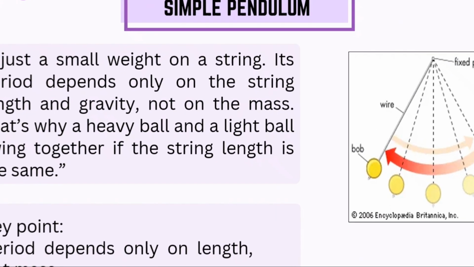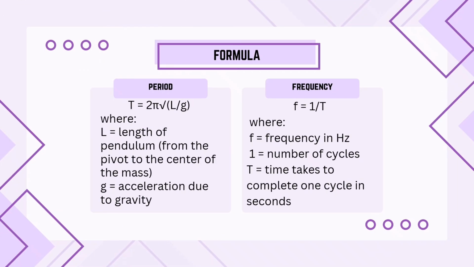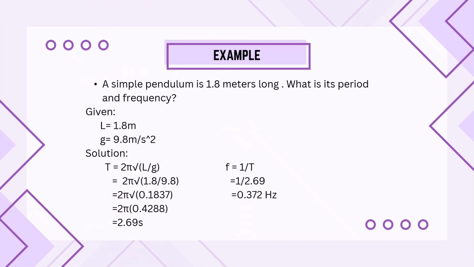This means that a heavy ball and a light ball of the same string length will swing at the same rate. This happens because in gravity, all objects fall with the same acceleration. So both heavy and light pendulums feel the same pull from Earth. For example, if we hang a metal ball and a plastic ball on strings of the same length, they will swing together in time. That's because gravity acts equally on both, and the length controls how long each swing takes.